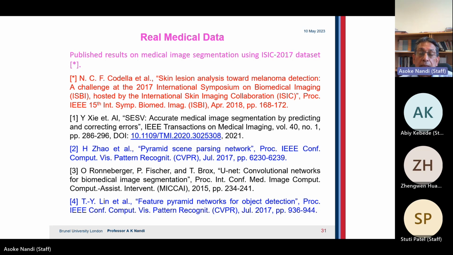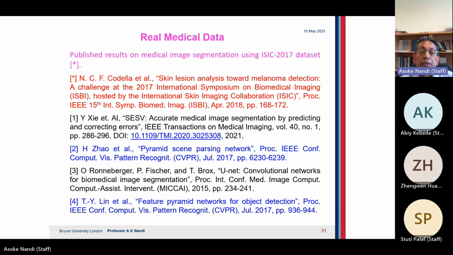Some real data that's been published. They're not my data, by the way. This is an area I work in, medical image segmentation. It's one of my research areas, so these are things I know about. I don't expect you to read this or anything, but it's there just to make sure. So the data, this is a publicly available data set.